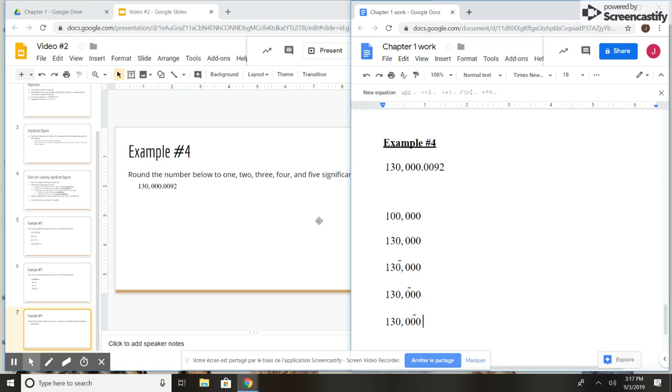Rounding to a number of sig figs is going to be very, very important as we move on to unit conversion. So we've got to make sure that we're solid on this.